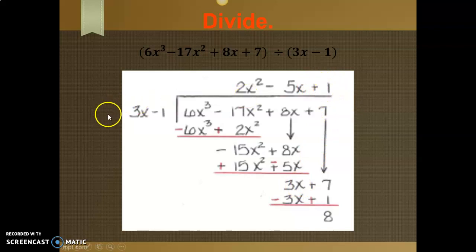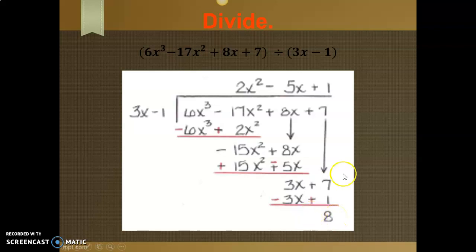Multiplying back, 1 times 3x gives us 3x. And 1 times negative 1 gives us negative 1. Then we draw the line and change the sign. So this becomes minus 3x plus 1. Then we end up with 7 plus 1, which gives us 8.